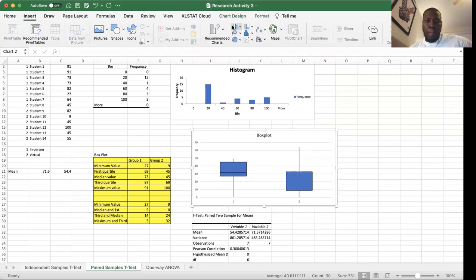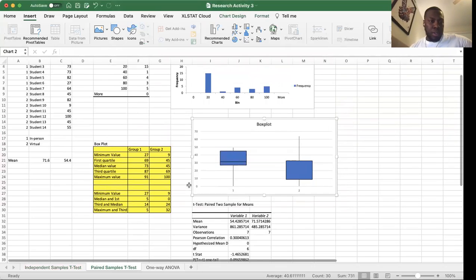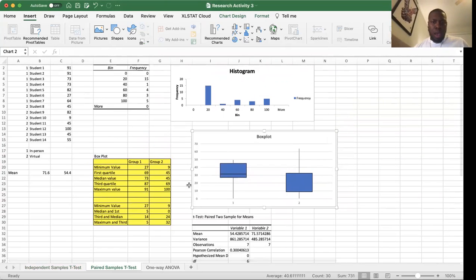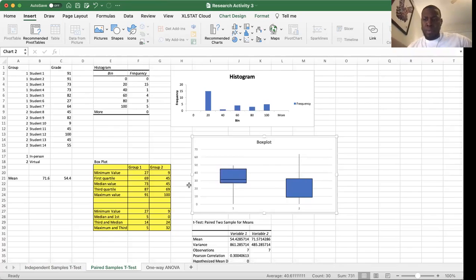Actually, I went to Insert, and I clicked the 3-bar graphs up here, and I clicked the second one with the 2D column, and that's what I did to get the box plot. Once again, I used the same information because the information was pretty much the same. I was just using a different test.